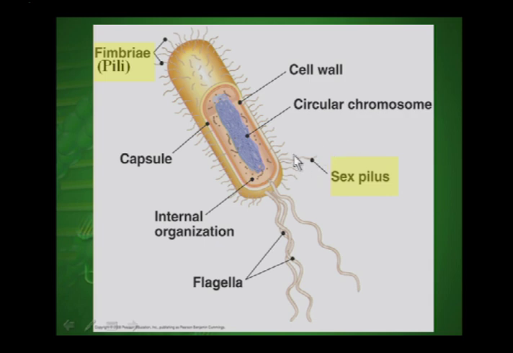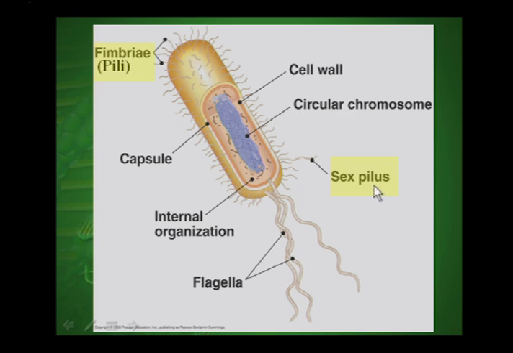And these are just extensions from the cell wall. And these can have a couple of functions. Fimbriae tend to attach prokaryotic cells to other prokaryotic cells. It can attach them to surfaces. And then also some of the pili would be plural, pilus is singular. Some of these are involved in sexual processes.